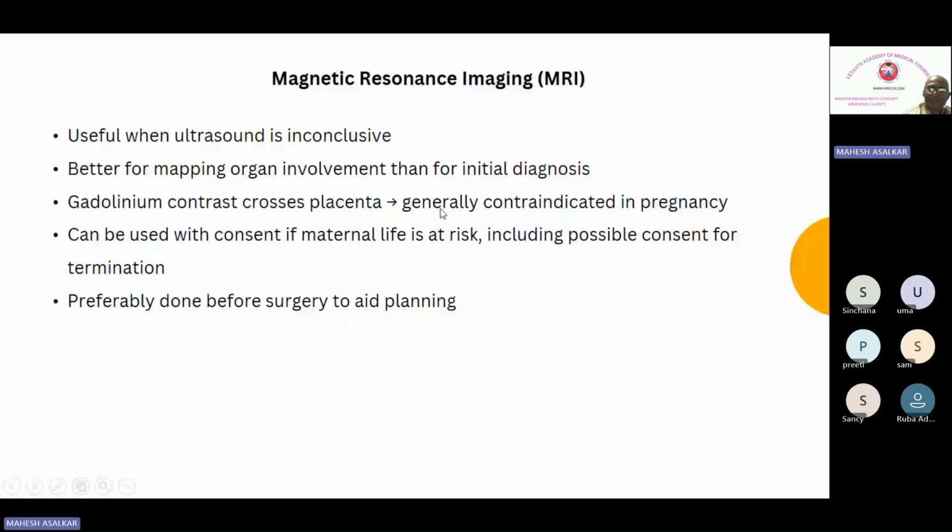Do remember, this will come n number of times when we are studying the RCOG study material. It can be used with consent if maternal life is at risk, including possible consent for termination, and preferably done before surgery to aid planning. Okay, that is the role of MRI.